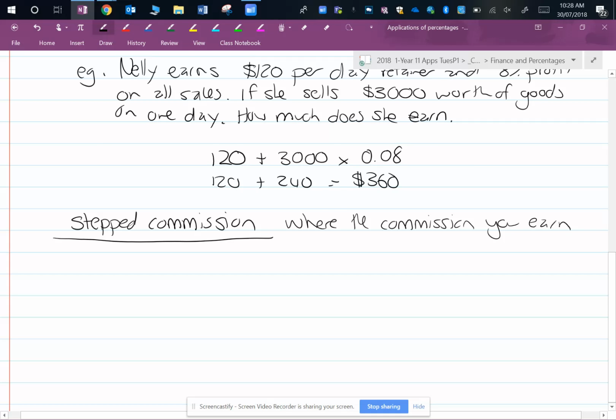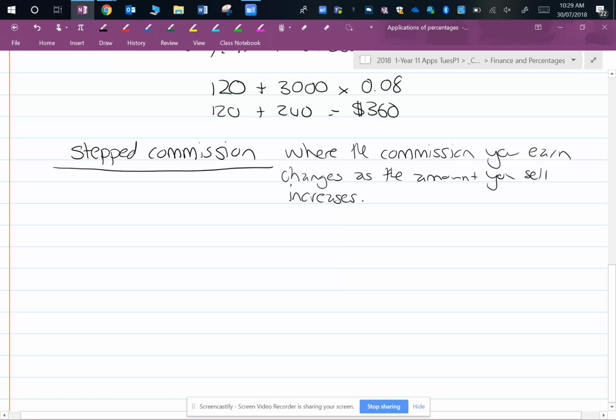Now, this is a little bit confusing, so I do need everybody to focus, okay? So, for example, a stepped commission works on a table, so you'd always get given a table, okay? And I really have to show you for it to make sense, okay? So, for example, commission table. You'd get given a different scenario each time.